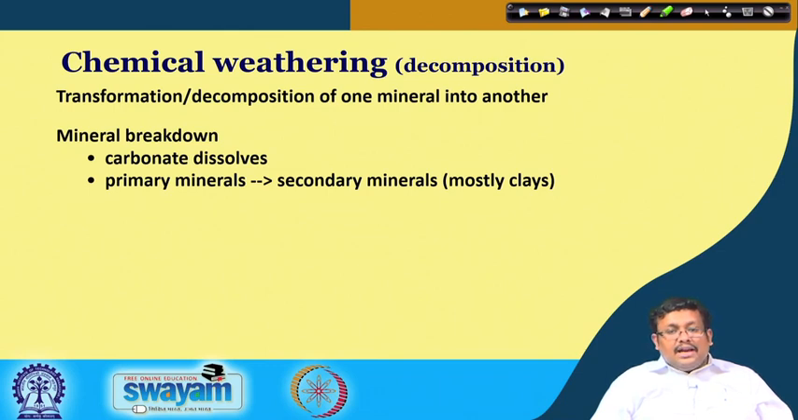Now remember, again I am telling you, physical weathering only changes the size of rock fragments. It does not change the chemical composition of rock. Chemical weathering can change the chemical composition of rock, and that is why it is called decomposition. So we talked about exfoliation, frost wedging, and different other factors which are responsible for physical weathering in the last lecture.